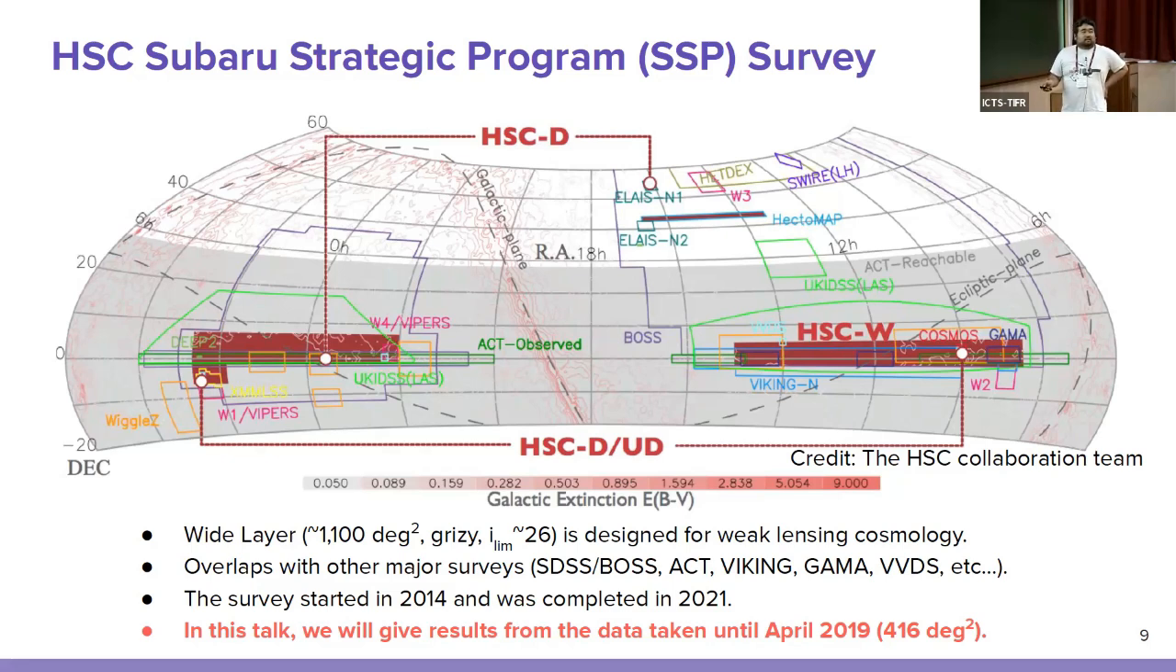It's about 1,100 square degrees, and the limiting magnitude in the I-band is 26. So it's quite deep compared to other competitive surveys like KiDS and DES. And it overlaps with the other major surveys like SDSS BOSS and ACT, and the other spectroscopic surveys that are used for calibrating photometric redshifts. The survey started in 2014 and was completed in 2021. But in this talk, I will give results from the data taken until April 2019, which is 416 square degrees.